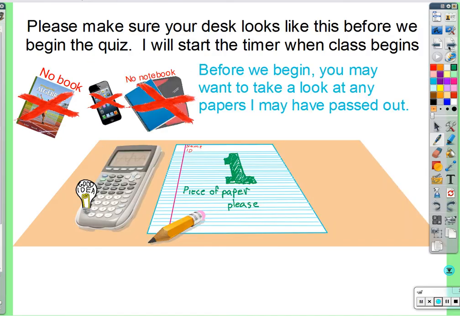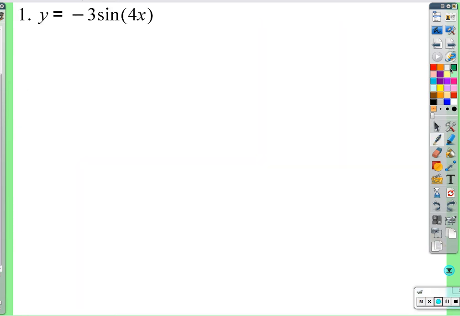To clear desks, get a piece of paper. So we graph the sky.